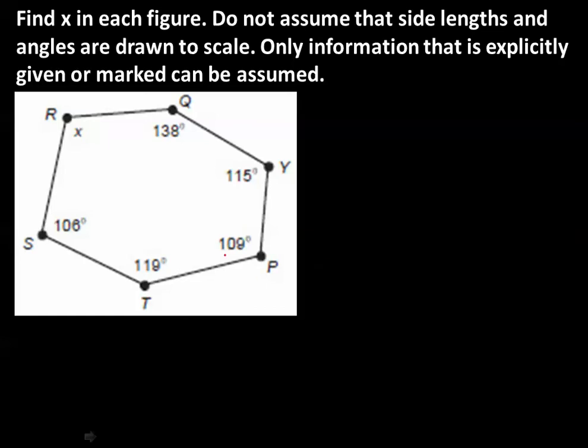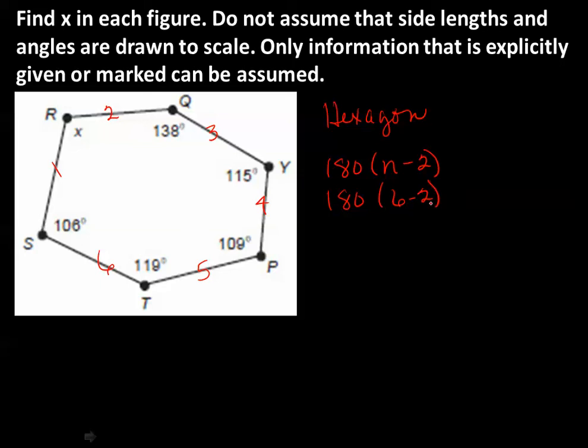Let's look at this one. It's going to work the same way. Let me figure out how many sides I have. 2, 3, 4, 5, 6. So it's a hexagon. So I take, oh my goodness, my brain keeps going blank. It's too late. So I'm going to say 180 times 6 minus 2, so that's 180 times 4, which equals 720 degrees. That's the sum of all the angles.